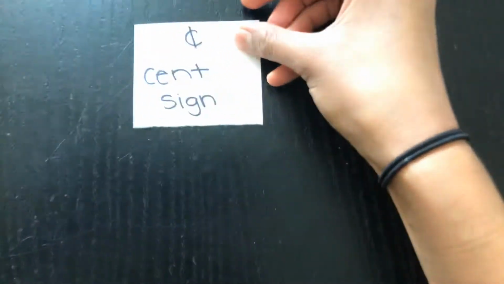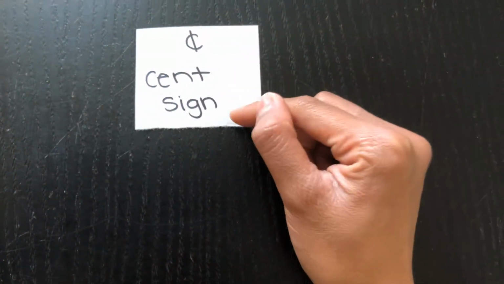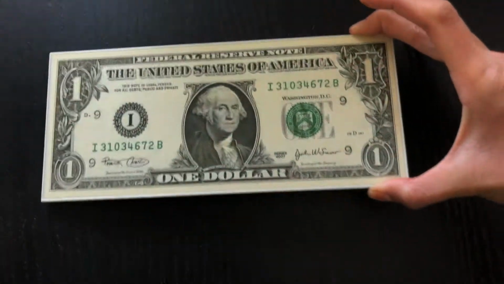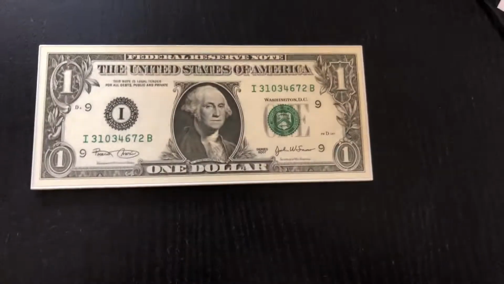Now, dollar bills have a different kind of sign. We've been learning and using the C with a slash through it from the top to the bottom. That is a cent sign. Now, we are going to be using the dollar sign when it comes to bills. Here is what a $1 bill looks like.